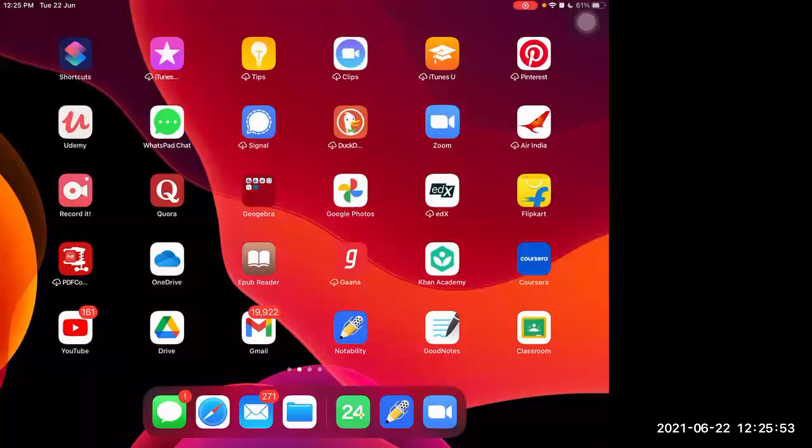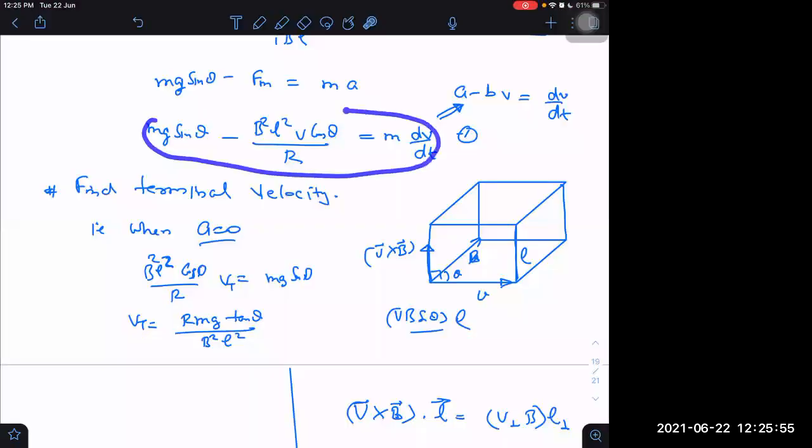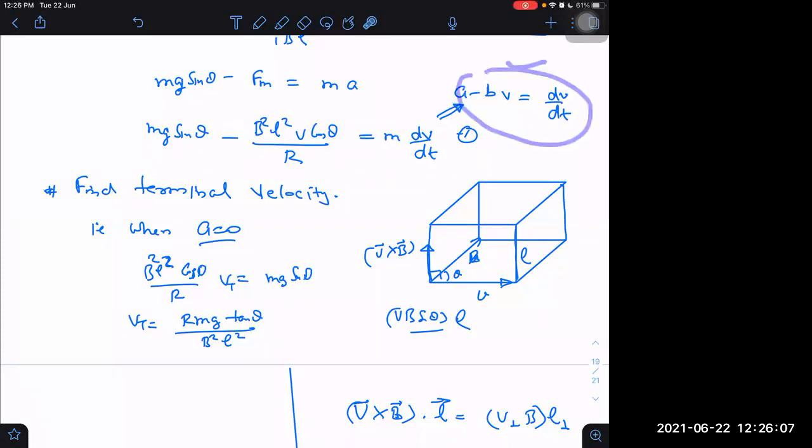I'm saying that can we say that this whole equation is equivalent to A minus BV is equal to dV by dt? A and B are some constants. Yes, sir. Then is it not very simple to integrate it? It is simple only. What will be the limits? Initial velocity 0 to final velocity V, time 0 to t.